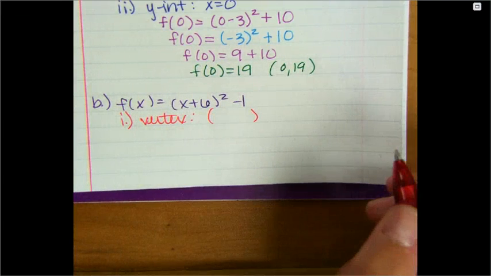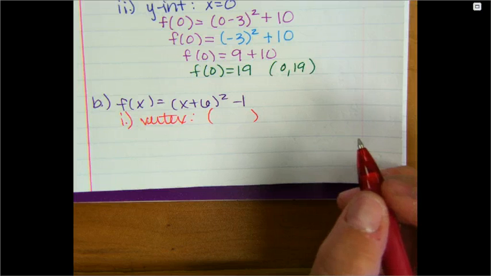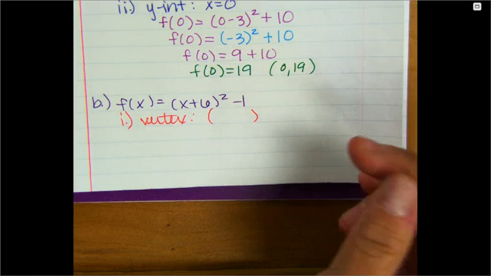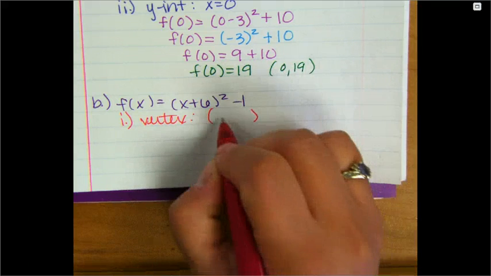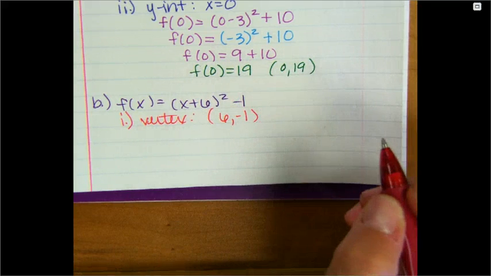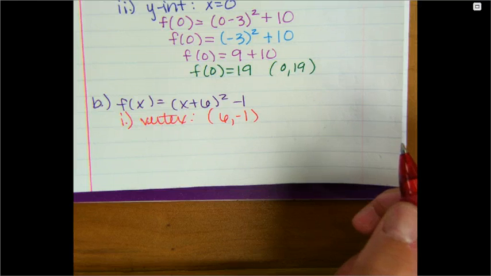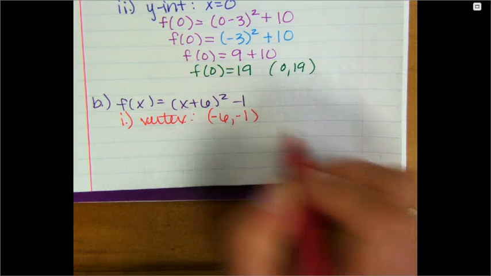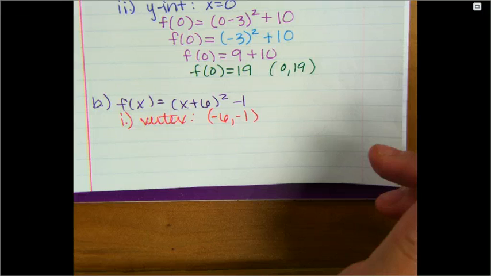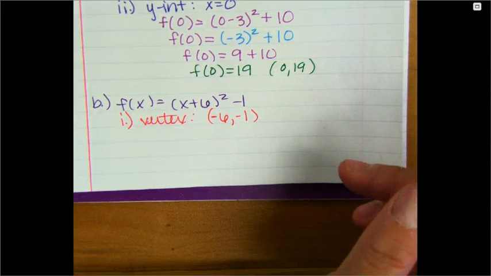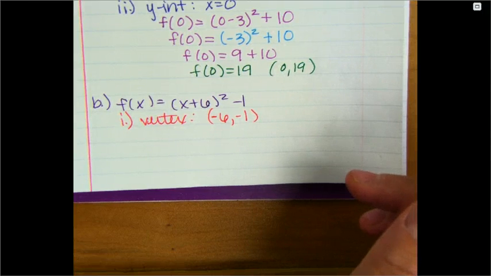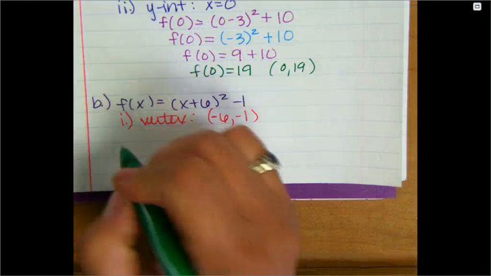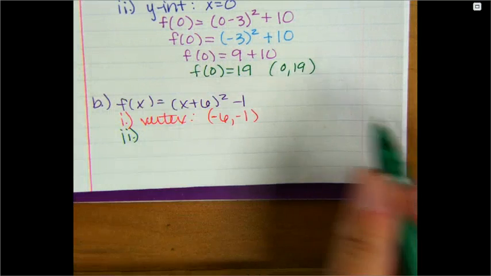Who has the vertex? Hold on. Dakota, what did you get? Positive 6, negative 1? Do we agree it's positive 6? No. Why? Negative. H is always opposite, okay? Make a note. H is always opposite of the sign in the parentheses. Who had negative 6? Good.